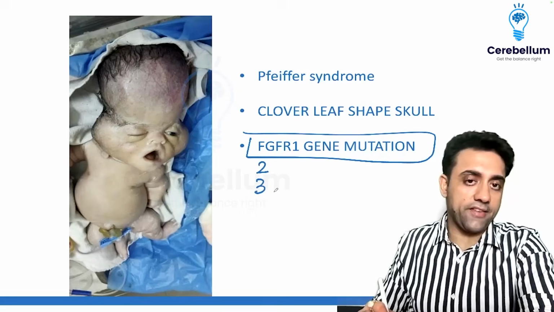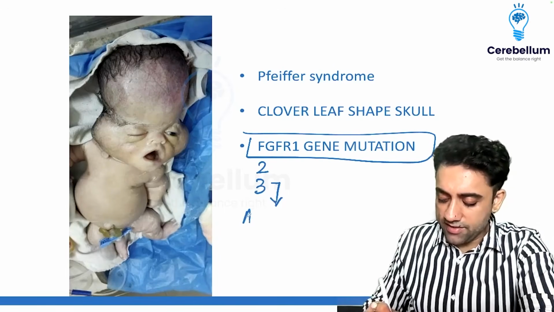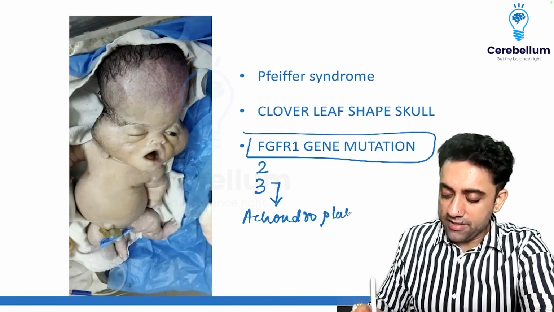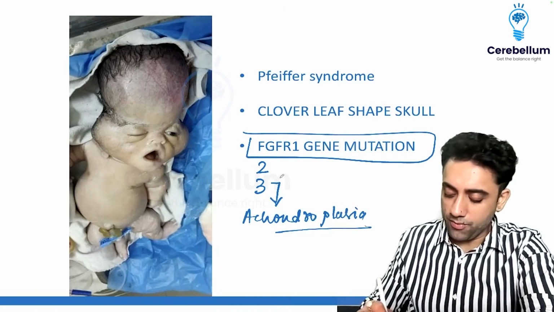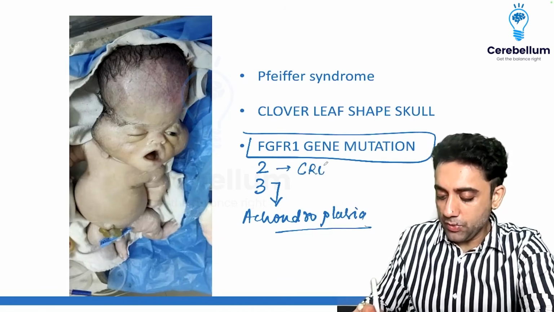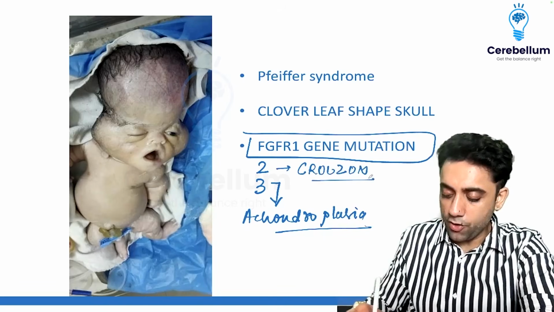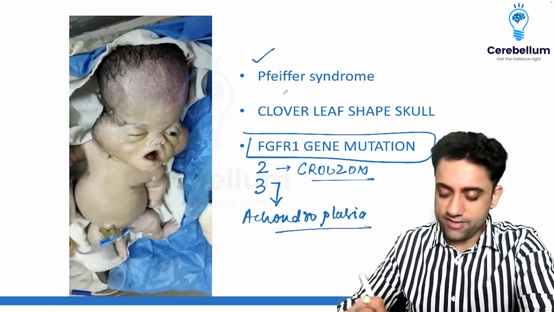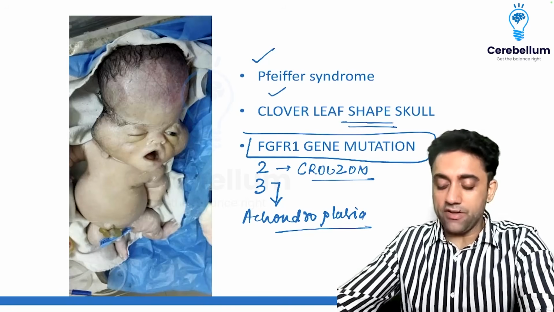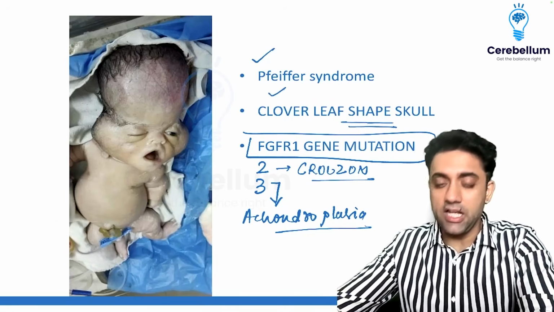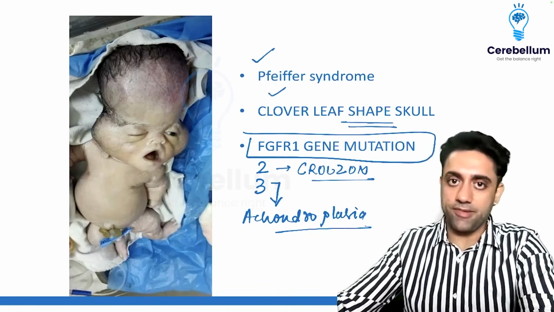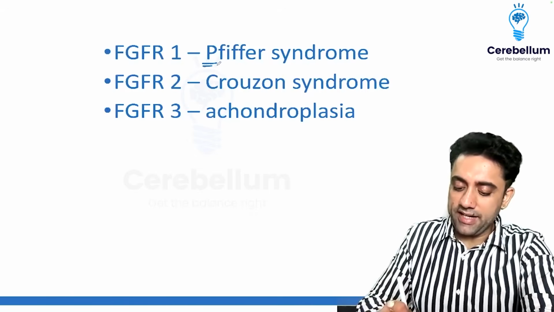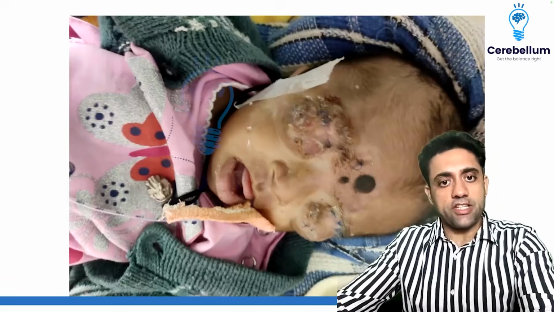FGFR1, FGFR2, and FGFR3. FGFR3 is also already an exam question, achondroplasia. FGFR3 gene mutation you see in achondroplasia. FGFR2 gene mutation you see in Crouzon syndrome. And FGFR1 gene mutation you see in Pfeiffer syndrome, and in Pfeiffer syndrome you have a cloverleaf shaped skull. It's an image based question, remember that. Okay, so this part is done, and the P is silent in Pfeiffer syndrome.